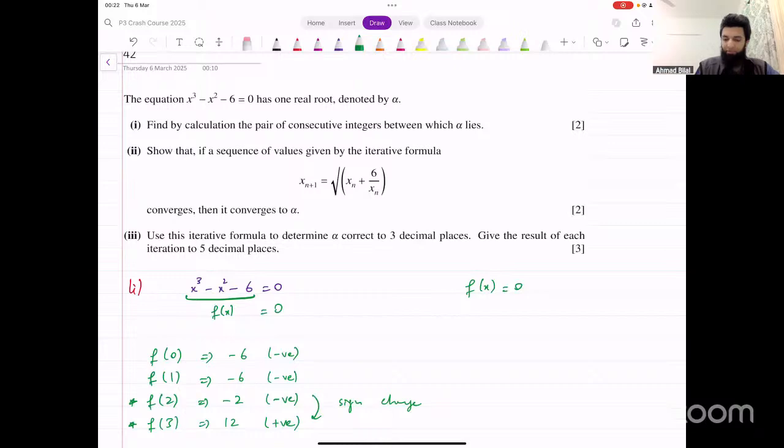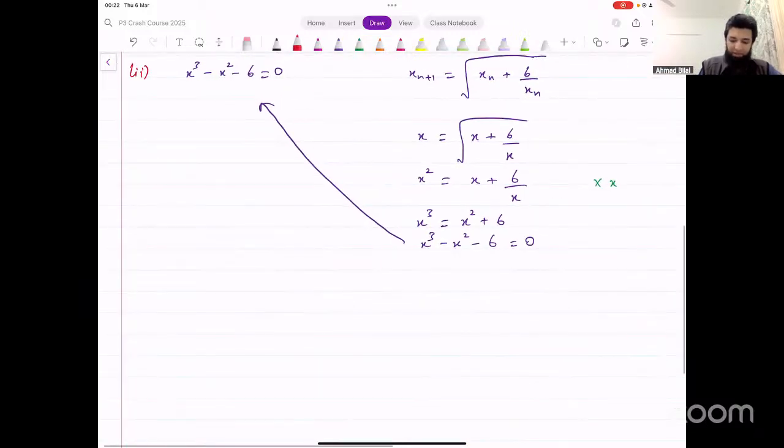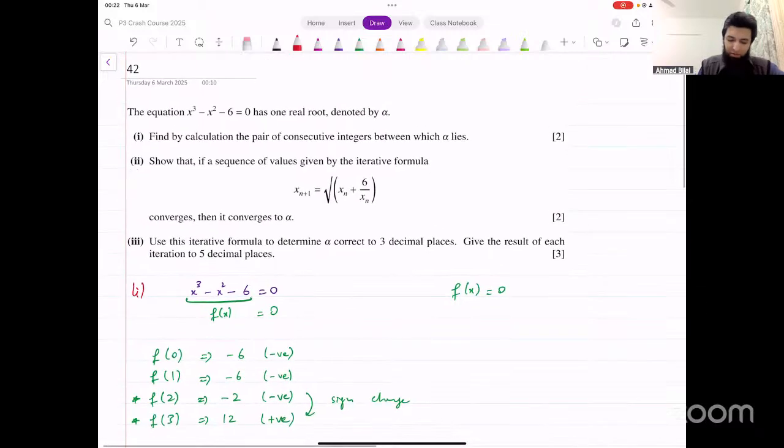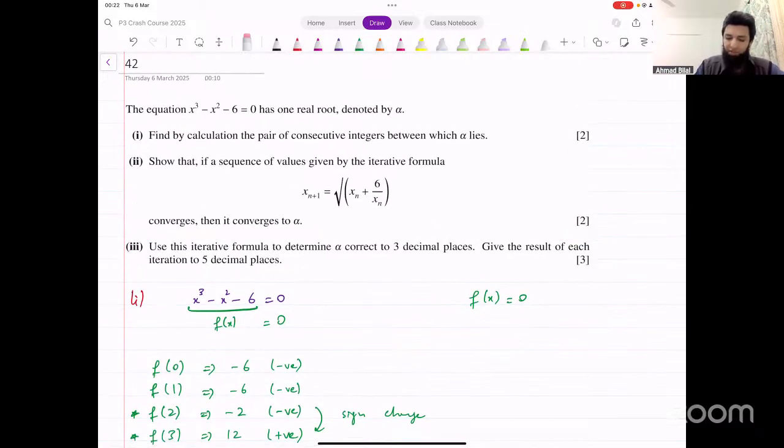Okay, that was the second part. Now the third part just requires you to use the iterative formula. I'll just do it one last time today. Tomorrow we will not be doing these parts where we have to use the iterative formula. That's fairly straightforward, right? You can skip these parts tomorrow. We'll do the rest of them for every question. But let's do this one. Use an iterative formula to determine alpha correct to 3 decimal places.